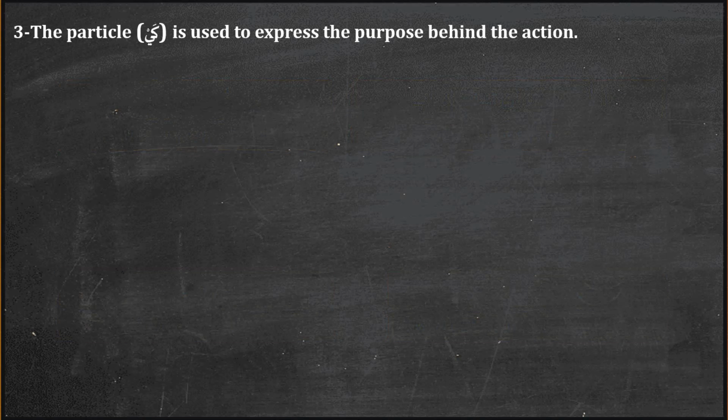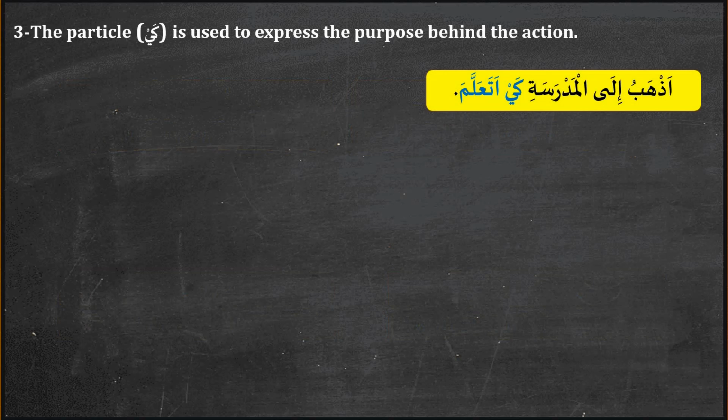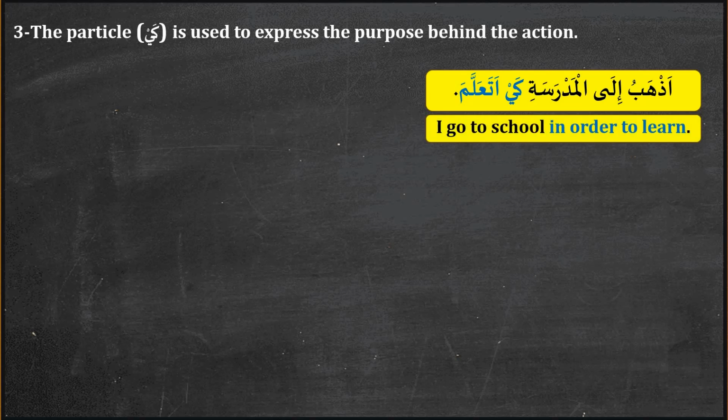The third particle, كي, is used to express the purpose behind the action. أذهب إلى المدرسة كي أتعلم. I go to school to learn, in order to learn, so that I can learn. It can be translated in many ways in English.